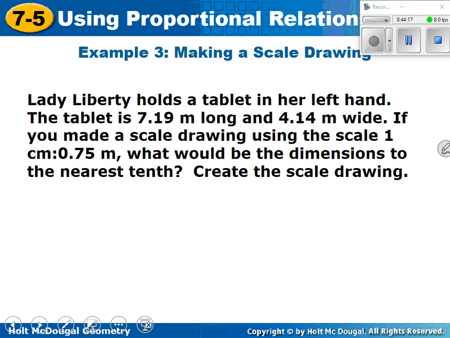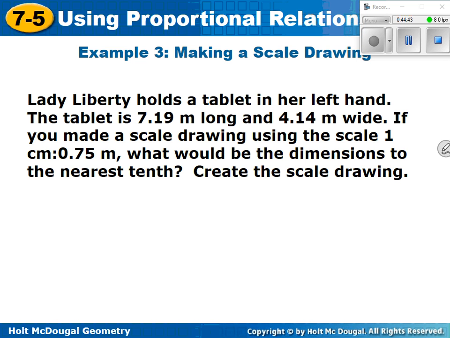And this is, you'll see questions just like this on your test. It says Lady Liberty holds a tablet in her left hand. The tablet is 7.19 meters long, 4.14 meters wide. If you made a scale drawing using the scale of 1 centimeter to 0.75 meters, what would be the dimensions to the nearest tenth? Now create the scale drawing. So we're going to try to figure out what would be the size, and then we're going to create it.